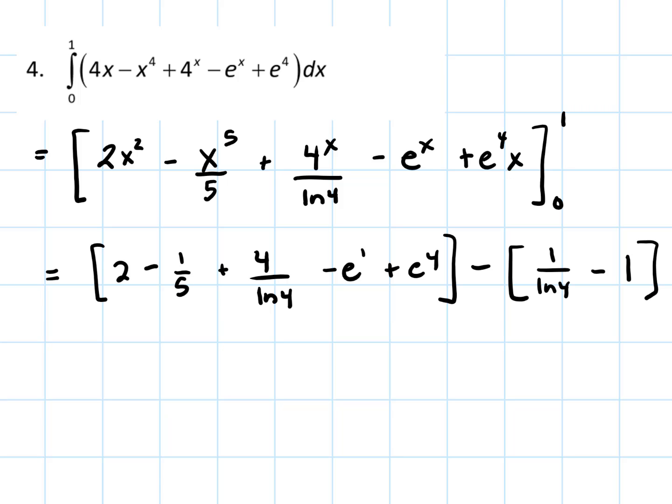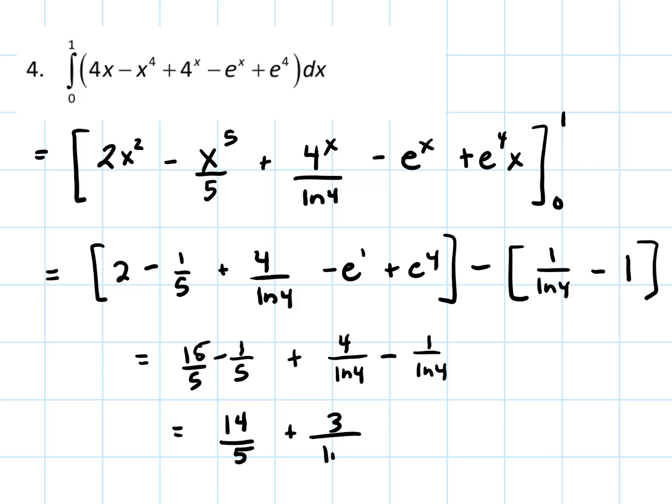Let's see here. So we end up with 2, we get 3 minus 1/5. So that's actually 15 fifths, so our constant is going to be 14 fifths. Plus we've got 4 over the natural log of 4 minus 1 over the natural log of 4. So that's going to give me a 3 over the natural log of 4 and minus e plus e to the fourth.